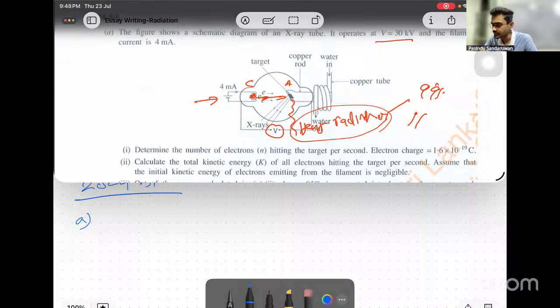Right, now let's get into the question. Since this diagram is not clear with these drawings, I'm erasing these drawings.